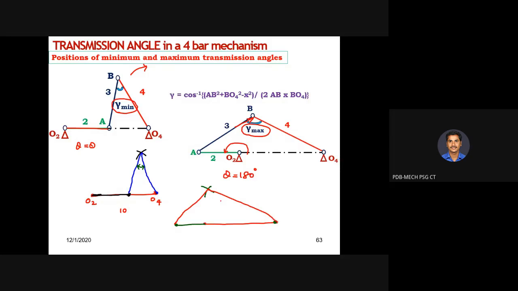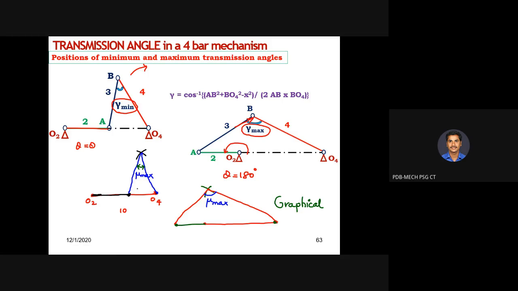In this case, the angle you will be getting is the maximum transmission angle. It is mu max. So what type of approach is it? It is the graphical approach. By drawing it graphically, we are able to find out the minimum and maximum transmission angle.